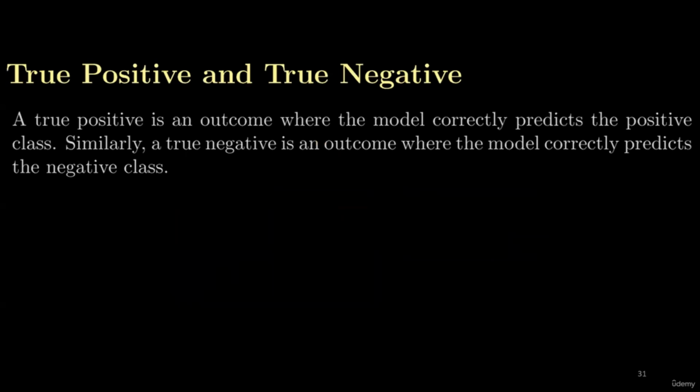So these are the definitions of true positive and true negative. A true positive is an outcome where the model correctly predicts the positive class. Similarly, a true negative is an outcome where the model correctly predicts the negative class. So both true positive and true negative indicate those samples which are correctly predicted by our model.